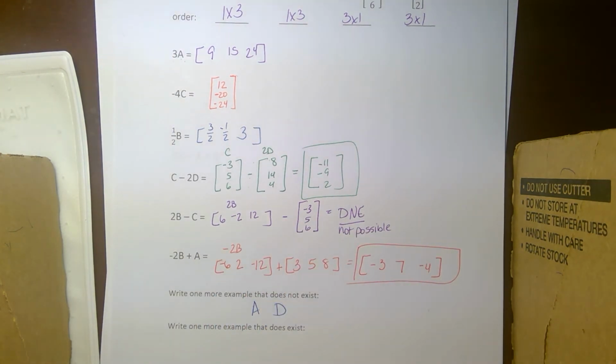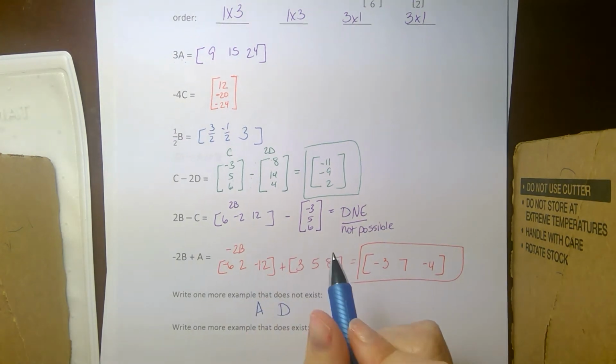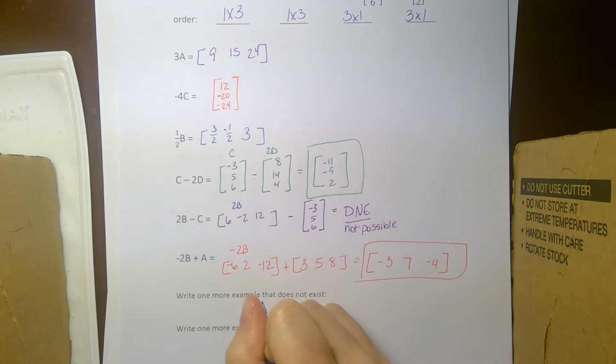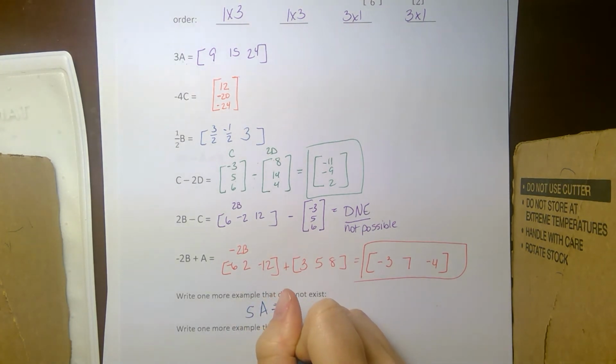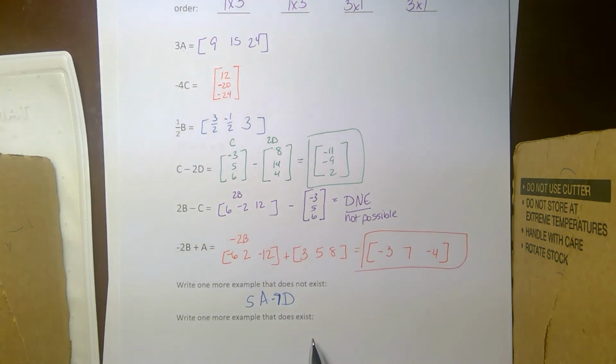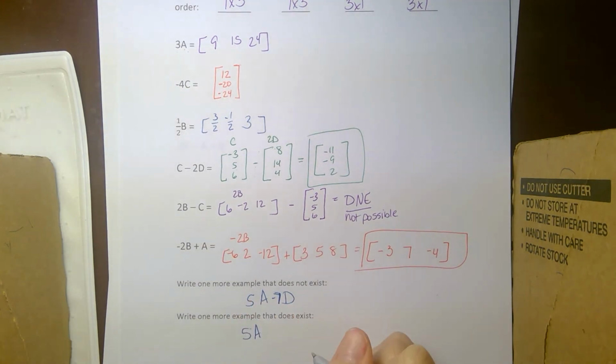Now we can play with this and do whatever we want to A and D because we can't do it. It's not possible. How about 5A minus 7D? That is not possible. It doesn't exist because A and D are different orders. What about an example of something that does exist? Well, I could still do that 5A, but what would I have to combine it with? I'd have to combine it with B. Maybe 5A plus 3B. That one is going to exist.